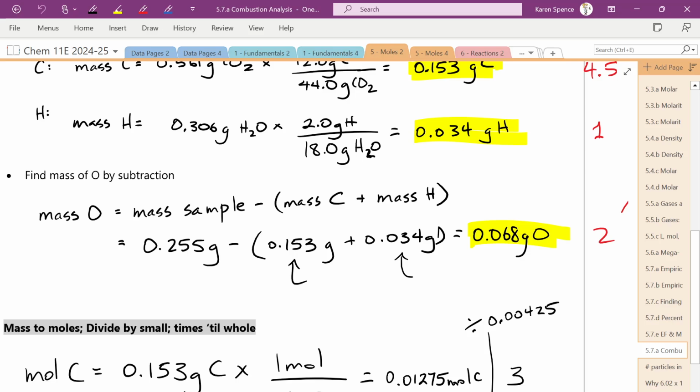Let's see, one person. By mass, oxygen is... Oh, not... What do you mean oxygen's not included? Oxygen wasn't included in the sample.